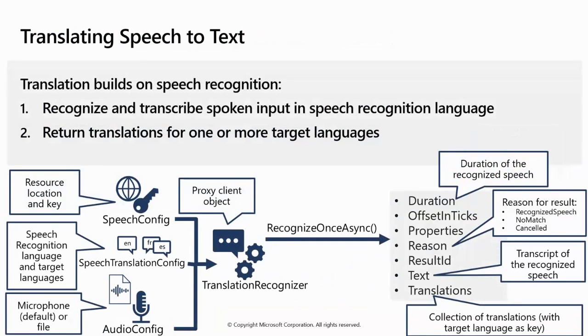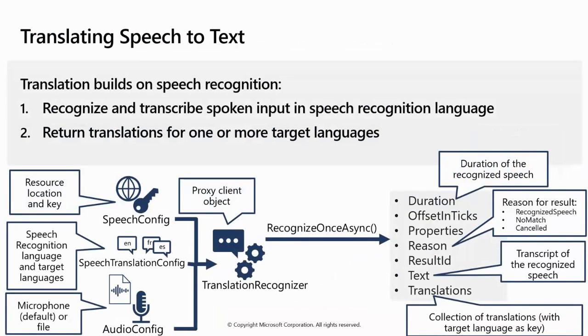Now, to make the TranslationRecognizer object, you need to use the SpeechConfig, the SpeechTranslationConfig, and the AudioConfig. This object is a client proxy for the speech service API for translation. After that, we use the TranslationRecognizer object's methods to call the API functions. For example, the RecognizeOnceAsync method translates a single spoken utterance in an asynchronous way.